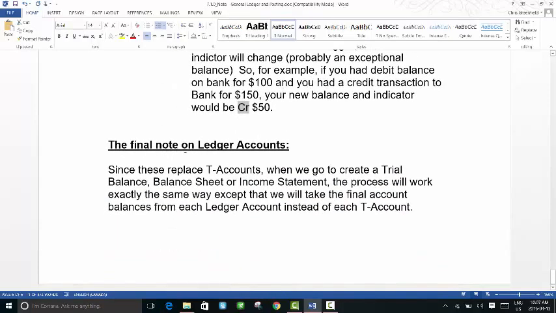So a final note on ledger accounts, since these replace T accounts, when we go to create our trial balance, balance sheet, or income statement, the process is going to work exactly the same, except that instead of taking the final account balances from your T accounts, you're going to be taking them from the ledger account instead. This concludes the theory part of ledger accounts. Please now move on to the guided practice portion.